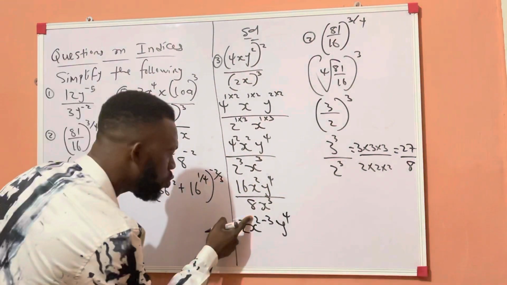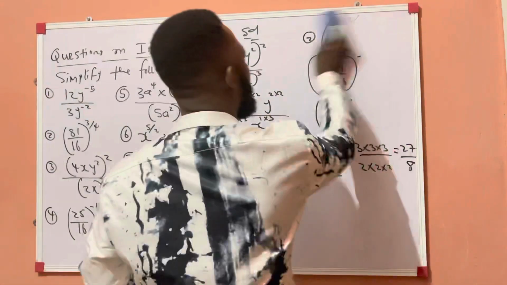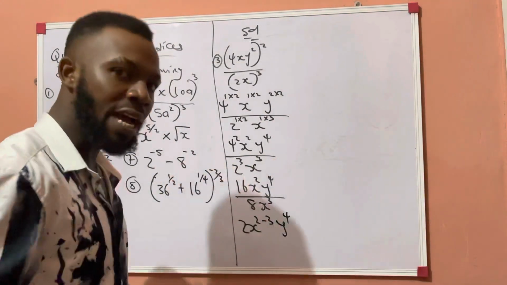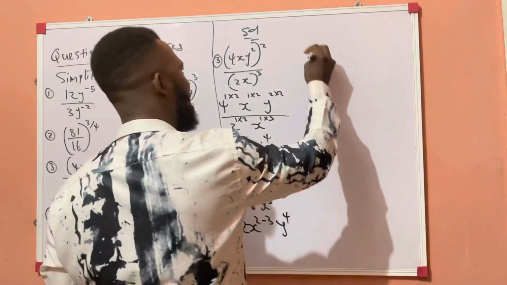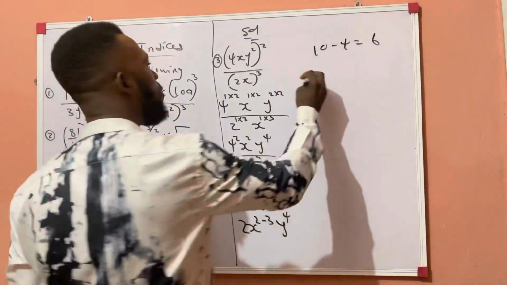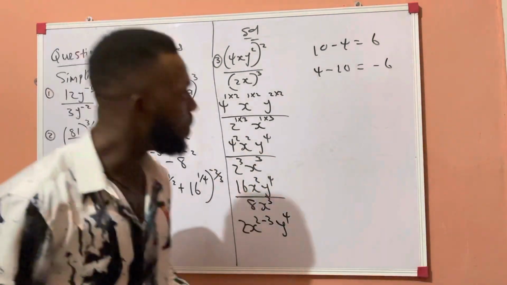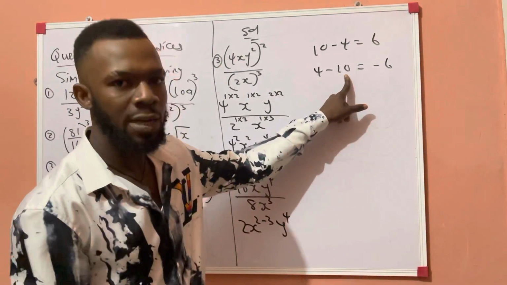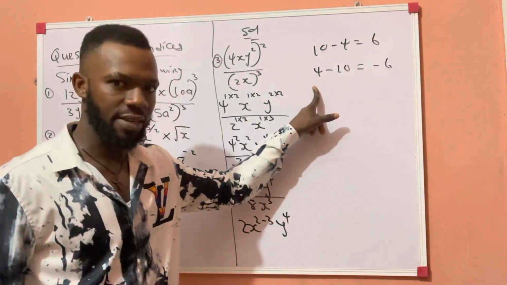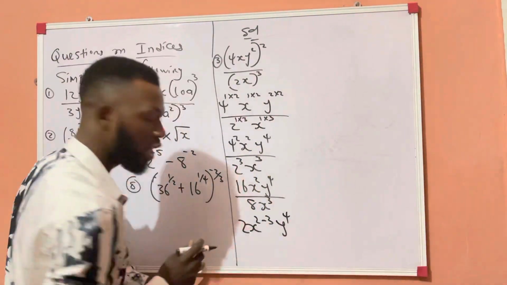Now, 2 minus 3 gives us minus 1. Because there is no way you can subtract a bigger number from a smaller number without getting a negative. For instance, naturally, 10 minus 4 gives us 6. But 4 minus 10 will give us what? Negative 6. Because why? You can't take a bigger number from a smaller number. So the result gets a what? A negative answer. So automatically, 2 minus 3 gives us minus 1.